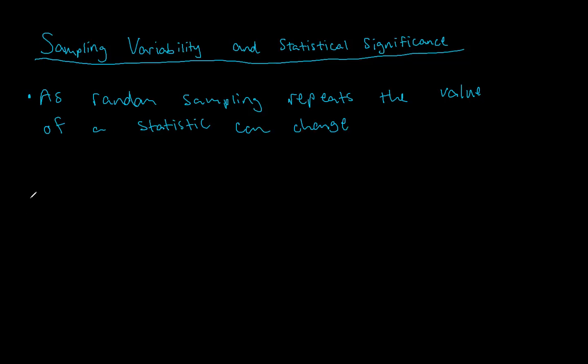And then statistical significance, that is when a statistic, like some average or some proportion, is so unlikely to happen that it won't happen just by chance.